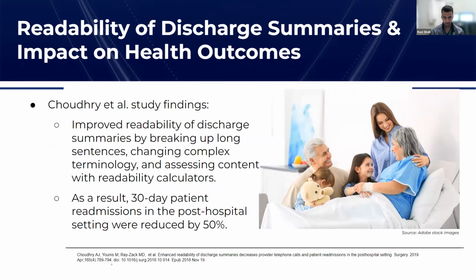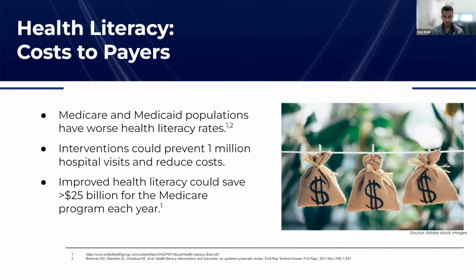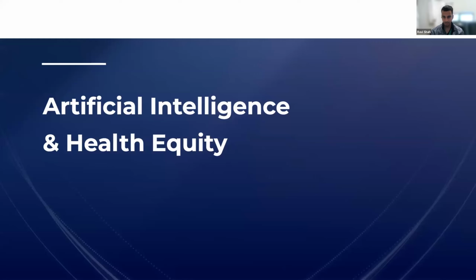There was a study by Chaudhry and group where the researchers were able to improve the readability of discharge summaries by breaking up long sentences, changing complex terminology, and assessing content with readability calculators. In this study, they found that 30-day patient readmissions in the post-hospital setting were reduced by 50%, which is a huge change. So we know that there's evidence here that interventions related to readability and health literacy can work to improve patient health outcomes. I'm going to skip some of this because we're on limited time. I'm going to hand it over to Nathan to talk about artificial intelligence and health equity.